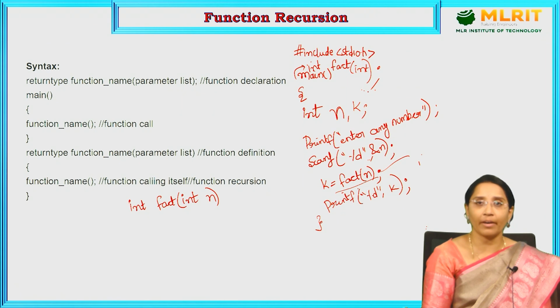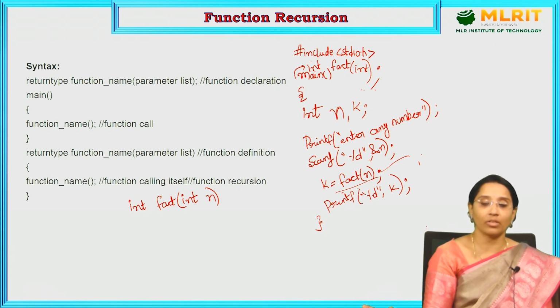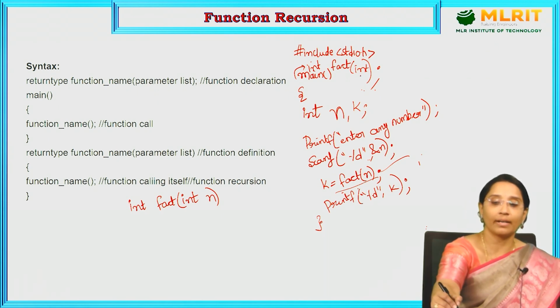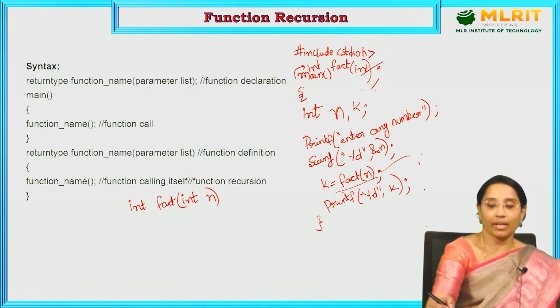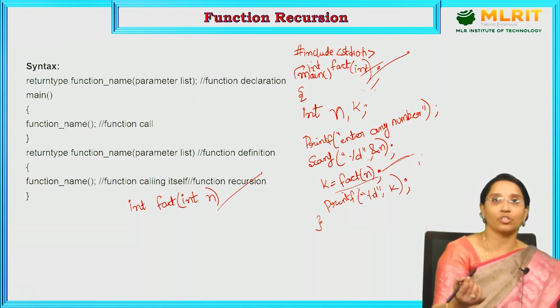If I give 5, my result should be 120. If I give 4, 24. If I give 3, 6. Like that, the factorial of any number should be printed on your screen. So how many inputs do we have? Only one input. So just pass that data type here. And here is the function call. What is the syntax of a function call? Function name and list of parameters. So this is your function call, function declaration, and this is your function definition.